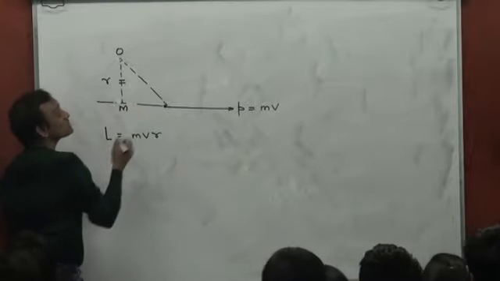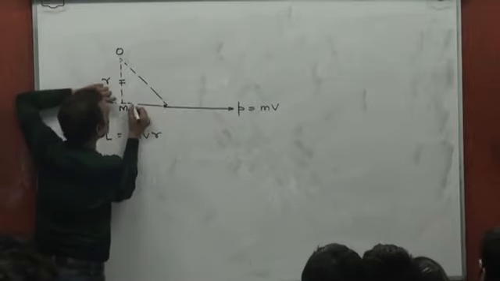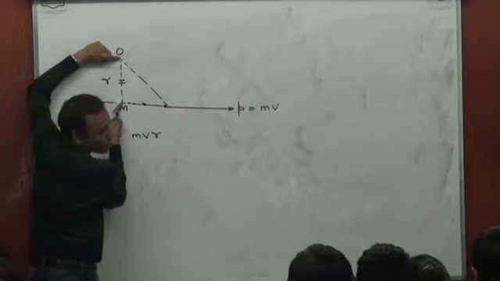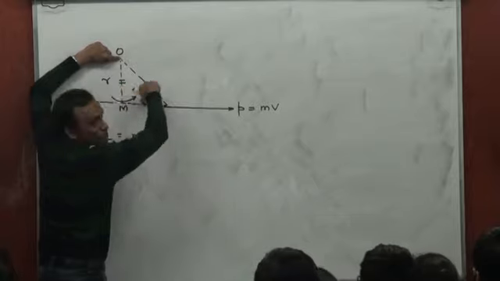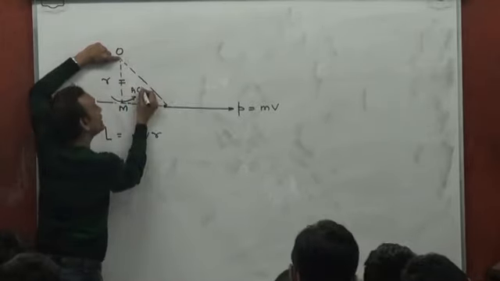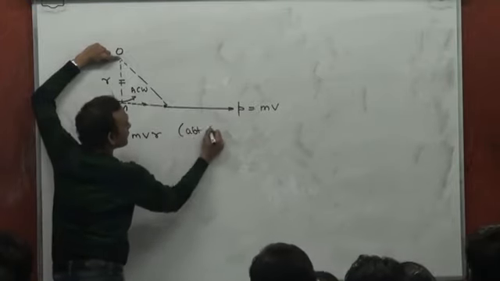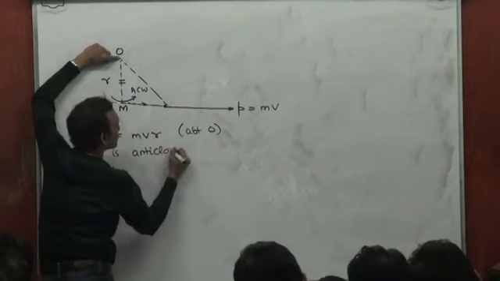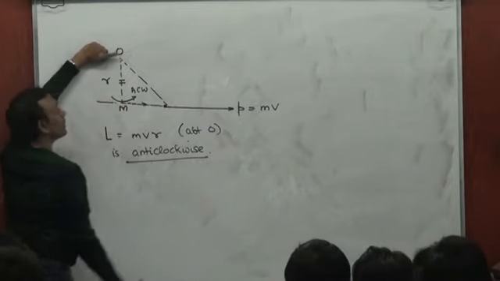What about the sense of the angular momentum? Just mentally imagine a force to be acting like this. Imagine a rod to be fixed at O. Then this rod will rotate in this sense about O, which is anti-clockwise. So in this case, the L about O is anti-clockwise.